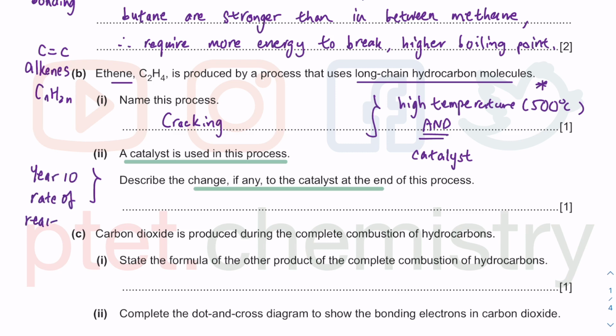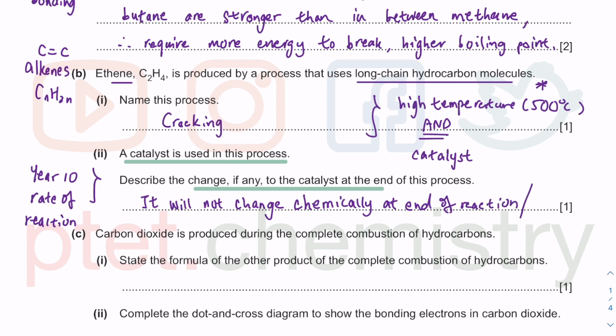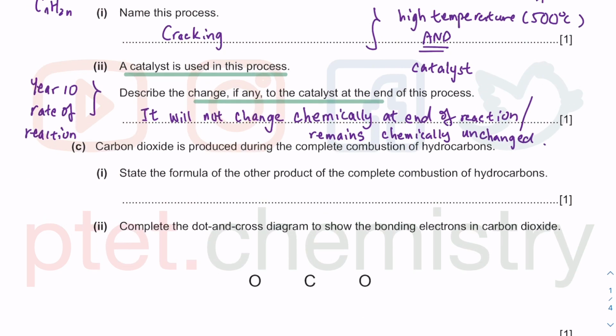In the topic rate of reaction, we talk about a catalyst being used in the reaction to make the reaction go faster, but it will not change physically. It will not change chemically. So at the end of the reaction, it remains chemically unchanged, as stated in the syllabus from year 10, rate of reaction. We had already gone through that. The catalyst remains chemically unchanged at the end of the reaction.